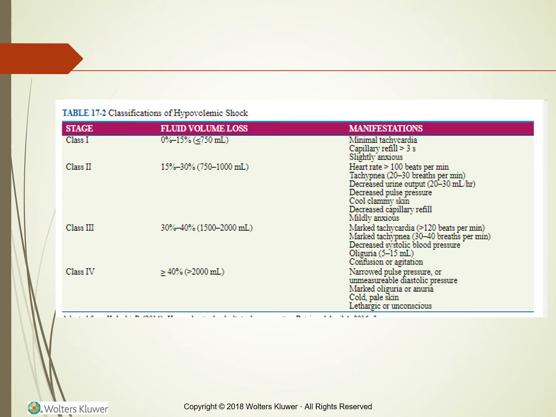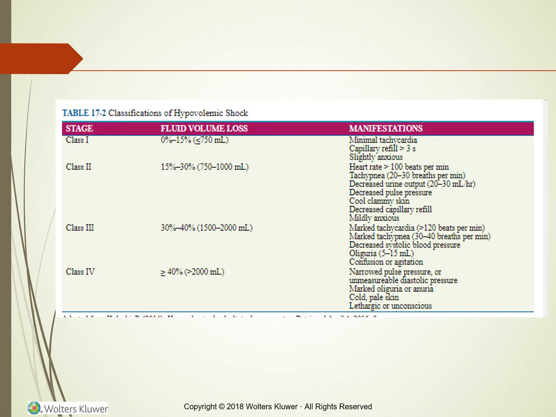Class 2 is 15 to 30% of fluid volume loss, which is 750 to 1,000 milliliters. The heart rate is greater than 100 beats per minute. Tachypnea, meaning rapid respiration rate, is 20 to 30 breaths per minute. You have decreased urine output, 20 to 30 milliliters per hour. You have a decreased pulse pressure, where the systolic and diastolic are very close together. Cool, clammy skin, decreased capillary refill, and the person is mildly anxious.